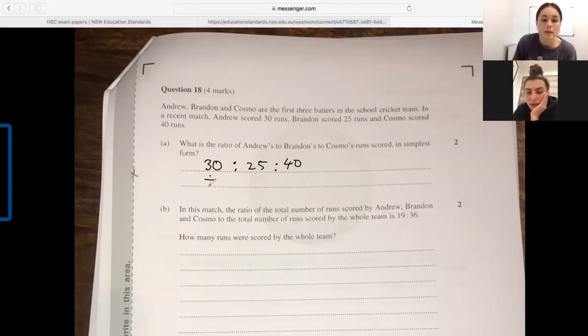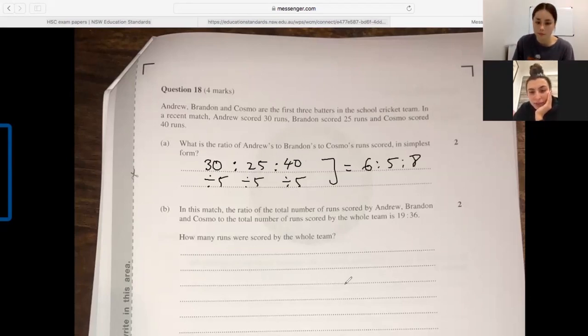So divided by 5, divided by 5 equals 6, 5, and 8. Yeah, I got that too. Cool. That is correct. And then have a go at doing the next one and then let me know.